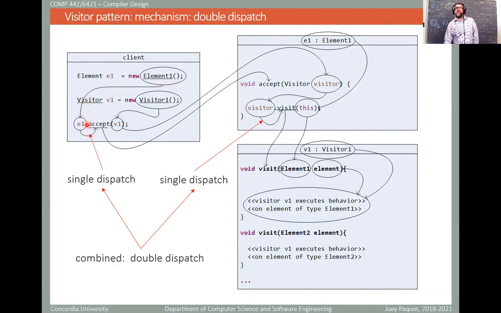So depending on what AST node I am right now, it is actually going to call the accept method of this particular kind of AST node. But then keep in mind, I also have different kinds of visitors. So this is the parameter of this function.